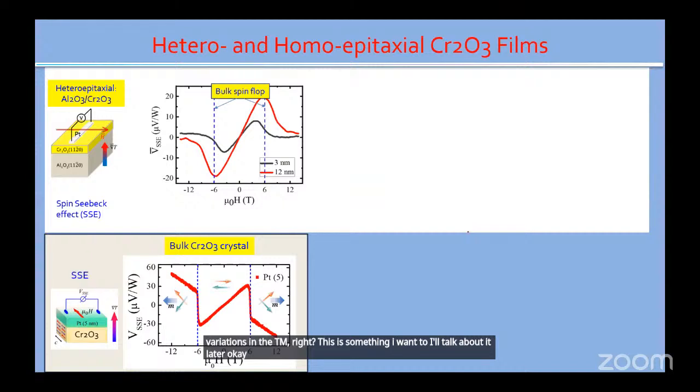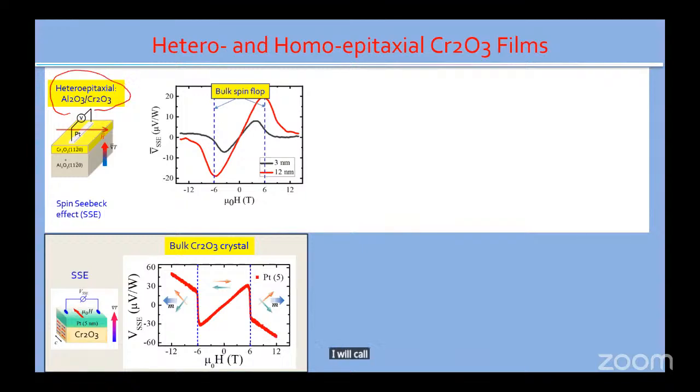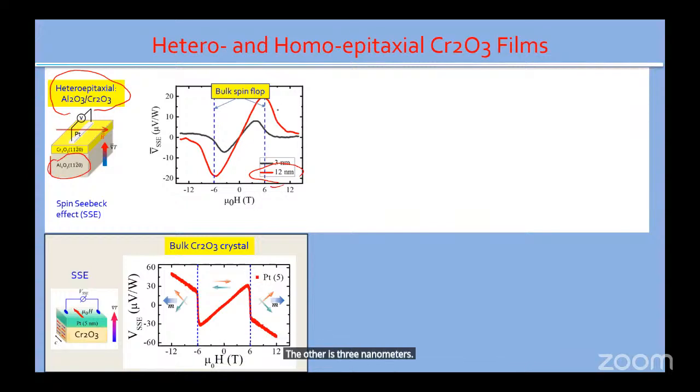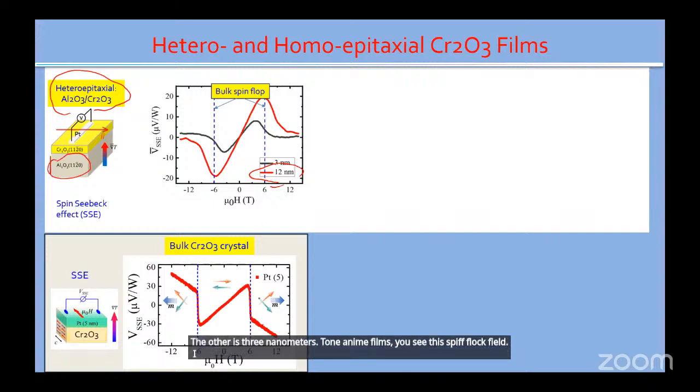So what do we do here? We do spin flop measurement. I will call the chrome oxide film grown on aluminum oxide the heteroepitaxial film. So I show you two examples here. The red one is the 12 nanometer film. The other is 3 nanometer. But in the 12 nanometer film, you see the spin flop field, which I expected from the bulk measurement I showed you earlier, which is 6 Tesla.